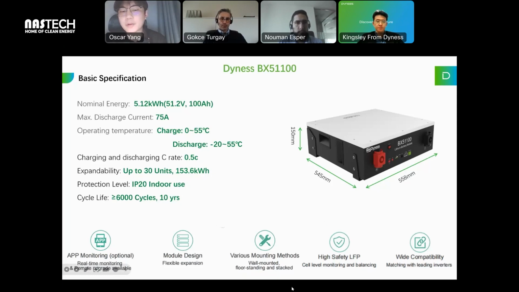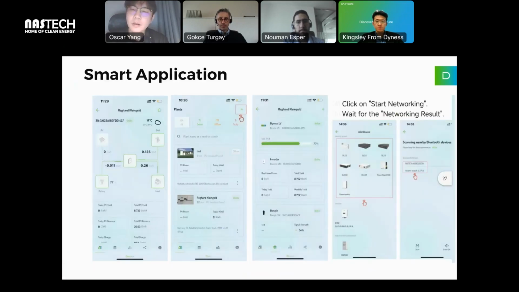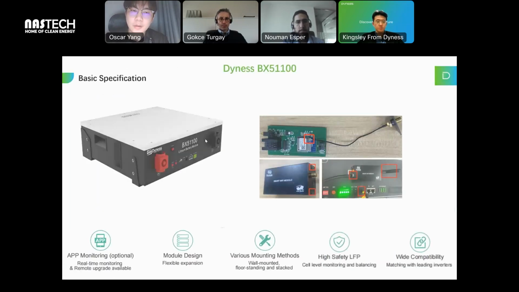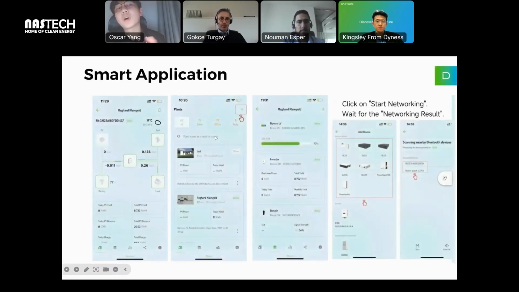For these features I mentioned before, module design, various mounting methods, and high safety LFP, this LFP battery, it has wide compatibility. So this page shows our smart application, how it works, and how you can see the parameters.